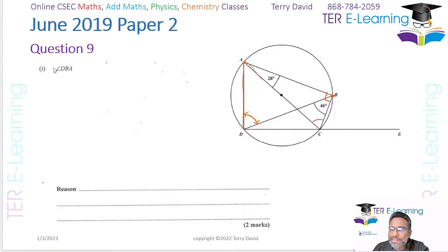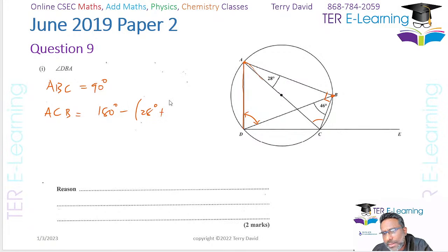So watch this. I'm going to write this down first. ABC is 90 degrees. That's one of the rules: angle in a semicircle is 90. So we know that's 90, and I can work out ACB. ACB is simply going to be 180 degrees minus 28 plus 90. You're going to get 62 degrees.